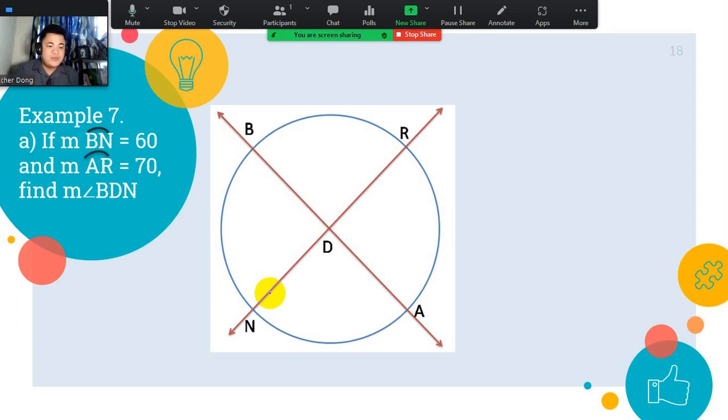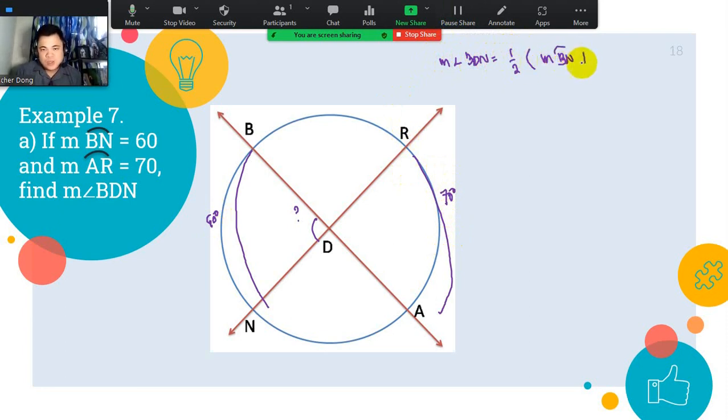If the measurement of arc BN is 60 degrees and the measurement of arc AR is 70 degrees, find the measurement of angle BDN. We will be solving for this. So this is the first arc, this is the other arc. Okay, so the measurement of arc BN according to the given is 60 degrees and here it's 70 degrees. So you form your equation: the measurement of angle BDN is equal to 1/2. This time we are adding. 1/2 times the measurement of arc BN plus the measurement of arc AR.